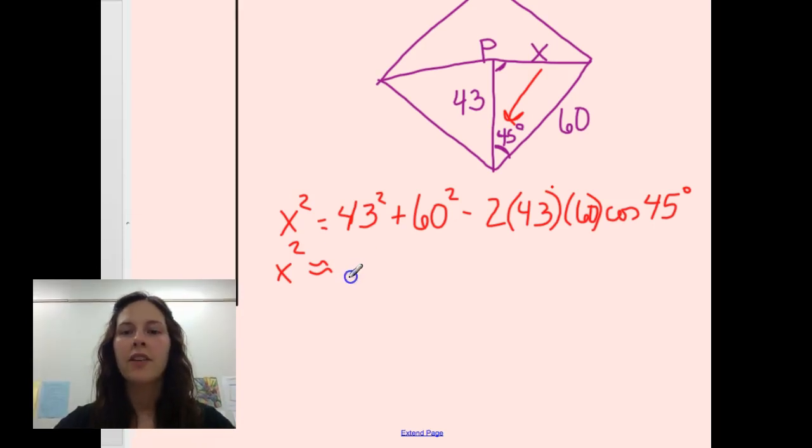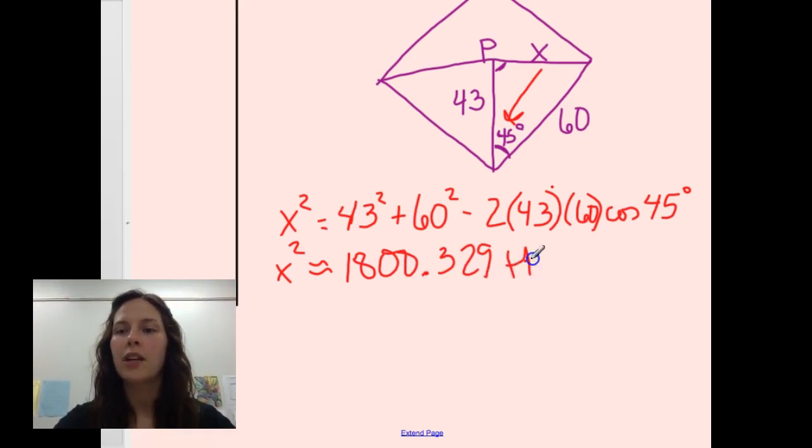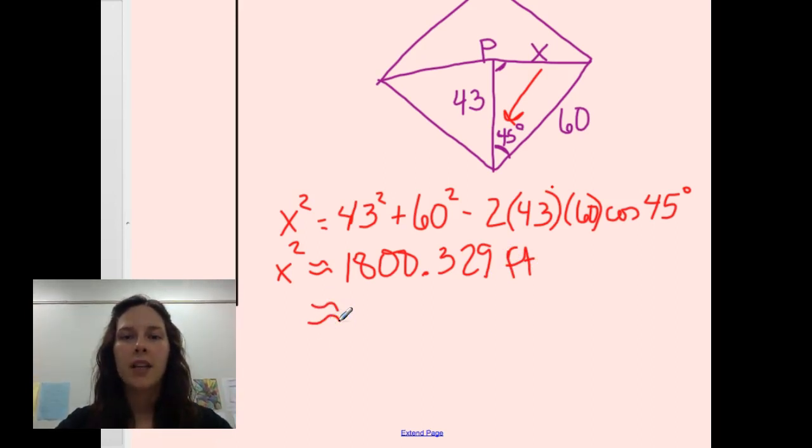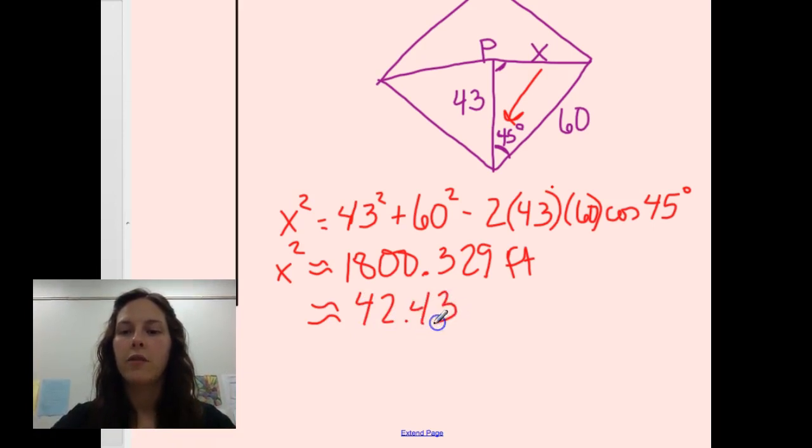So I got for our x squared value about 1,800.329, but of course this is x squared, so we need to take the square root of that to get the distance from the pitcher's mound to first base, which is about 42.43 feet.